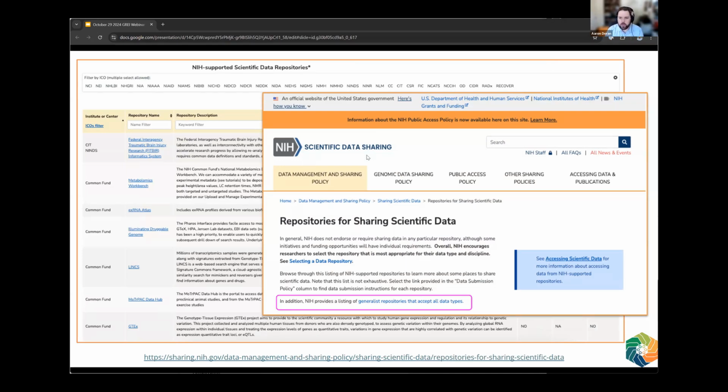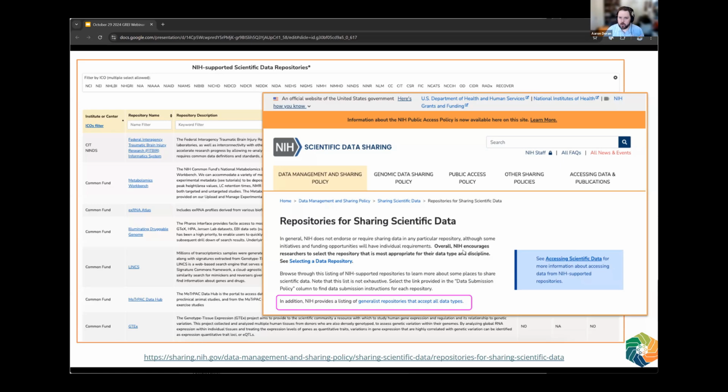And you'll also notice on the top of that page, which is what this pop out is representing, that this page also has a listing of generalist repositories that accept all data types, which will take you to a page that more or less lists all the GREI repositories in it.